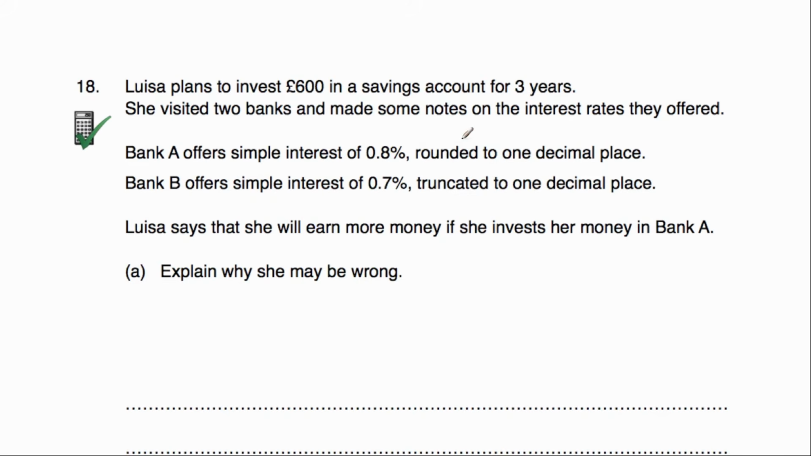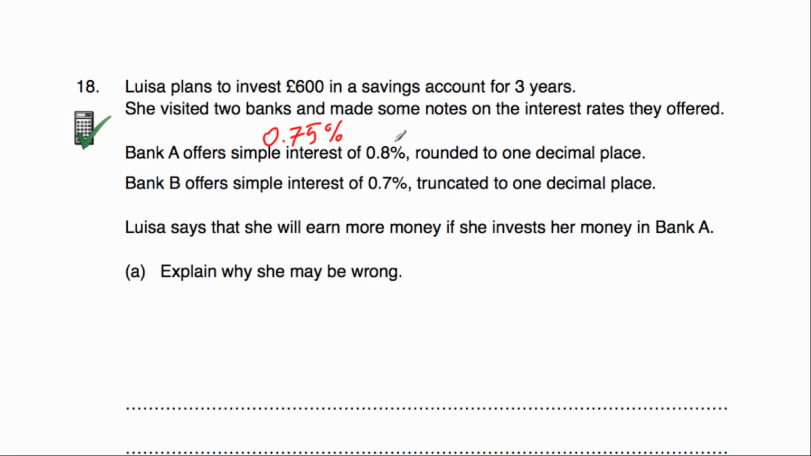So the main difference is the words rounded and truncated. So let's make sure we know what these mean. Well, rounded means the number's been rounded to be 0.8. So that means that it could be a number below 0.8. So it could be 0.79 or 0.76 or even as low as 0.75. So it could have been as low as 0.75%, and that would round up to 0.8.